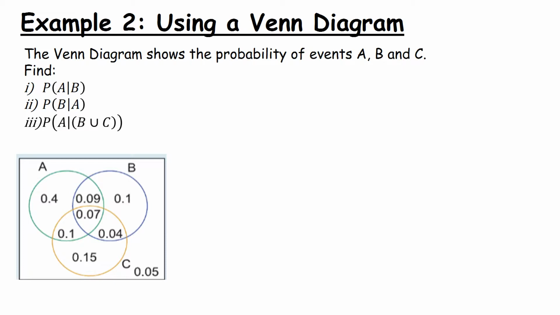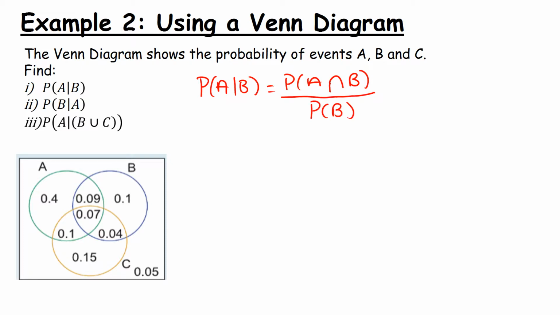So first of all, let's write up our formula. So the probability of A given B is equal to the probability of A and B happening, so that's the intersection point, over the probability of B. So now we'll be able to get all that information as we want it. So for the first part of that question, we want to find the probability of A given B. And to do that, we want to find A intersection B.